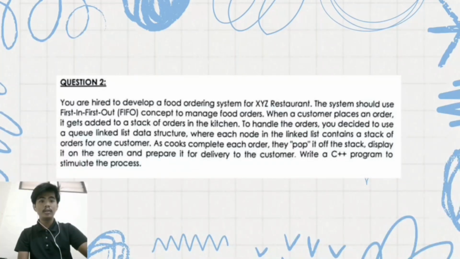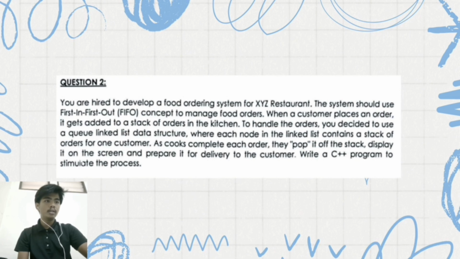First of all, let's take a look at question 2. You are hired to develop a food ordering system for XYZ restaurant. The system should use the first in, first out, FIFO concept to manage food orders. When a customer places an order, it gets added to a stack of orders in the kitchen. To handle the orders, you decided to use a queue linked list data structure, where each node in the linked list contains a stack of orders for one customer. As cooks complete each order, they pop it off the stack, display it on the screen and prepare it for delivery to the customer. Write a C++ program to simulate the process.